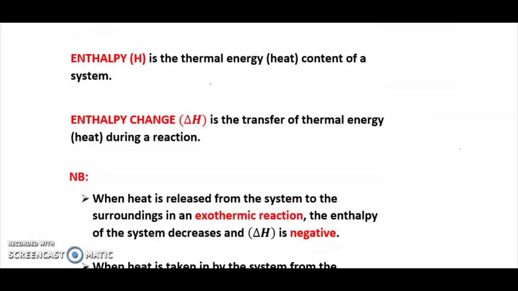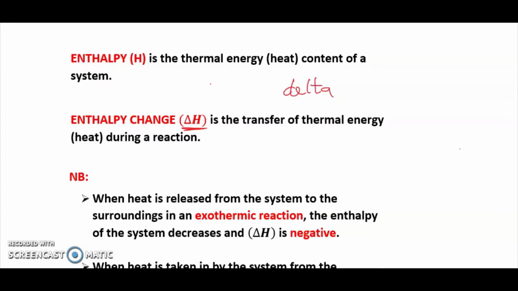So enthalpy, denoted as uppercase H, is the thermal energy content of a system, while enthalpy change, denoted delta H, remember the small triangle means delta. So enthalpy change delta H is the transfer of thermal energy during a chemical reaction. Now it should be noted that this thermal energy can be transferred from the surrounding to the reaction mixture or from the reaction mixture to the surrounding.